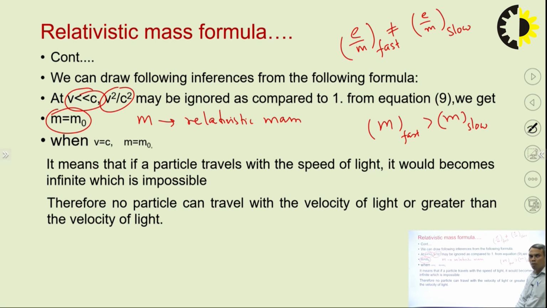This is because mass depends on velocity, as the mass variation formula suggests, m is equal to m naught divided by under root of 1 minus v square by c square. So, m v is always greater than m naught. So, the correct relation will be: e by m for the fast beam of electrons will be less than e by m for the slow beam.